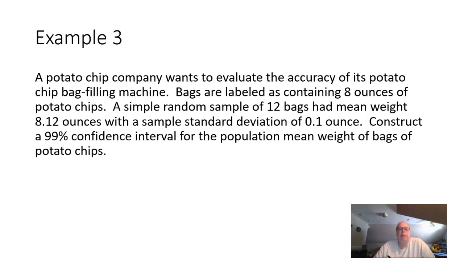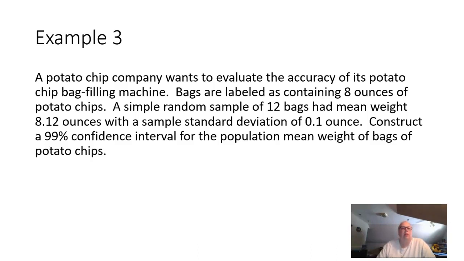Example 3: a potato chip company wants to evaluate the accuracy of its potato chip bag filling machine. Bags are labeled as containing 8 ounces of potato chips. A simple random sample of 12 bags had mean weight 8.12 ounces with a sample standard deviation of 0.1 ounces. Construct a 99% confidence interval for the population mean weight of bags of potato chips.